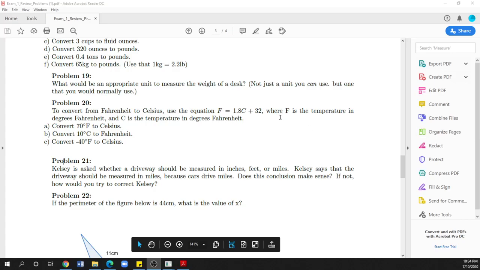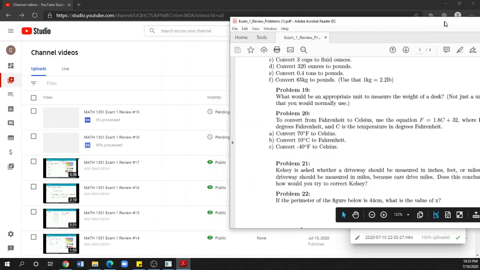Problem 20. Here I give you the equation that lets you convert from degrees Fahrenheit to degrees Celsius. And now I'm going to ask you to use this conversion that I just gave you to convert between units. This is a type of question I could ask, because this tests: do you know what conversion is? Could you try to explain it if I made one up on the spot? So let's go ahead and use this.